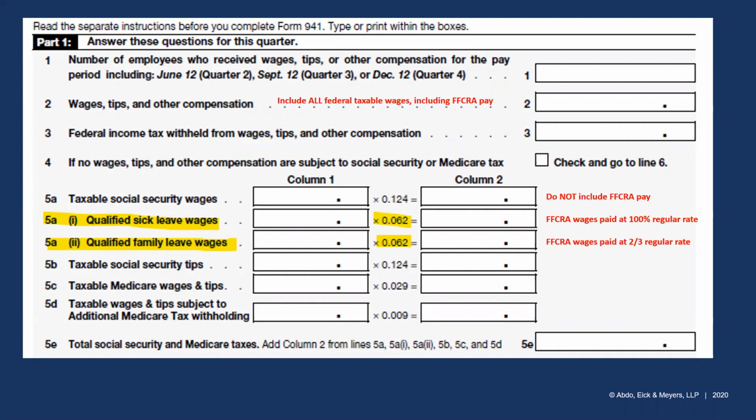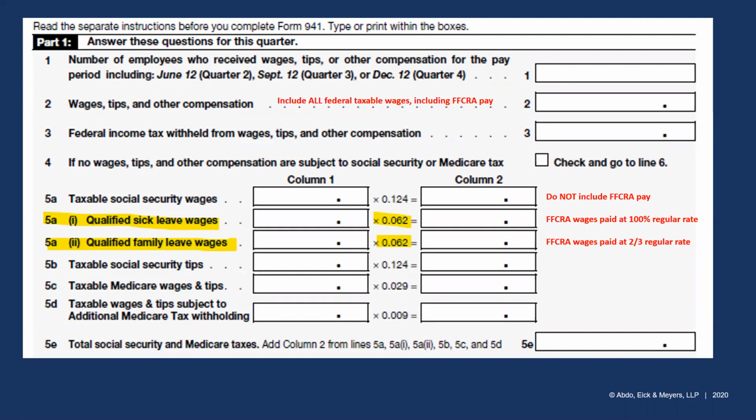Ann, do you want to talk through lines 5A1 and 5A2? Yes. So then, as Leah said, in 5A1 and 5A2, we'll differentiate between the qualified sick leave wages for employees who are experiencing symptoms or who have a diagnosis for COVID-19. And these wages are usually paid at 100% of the regular rate. So in column 1, we'll include the wages paid. And then in 5A2, we will include the qualified family leave wages, which are the wages that were paid at 2/3 of the regular rate due to someone having to care for a child or another family member or something like that. Yep, exactly right.